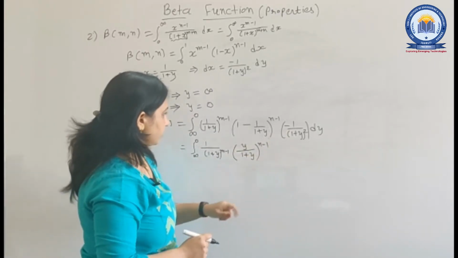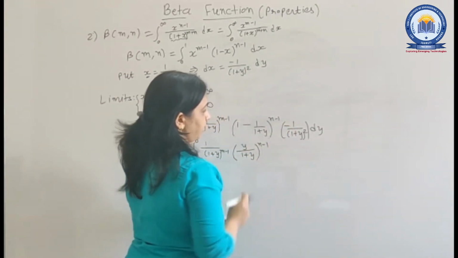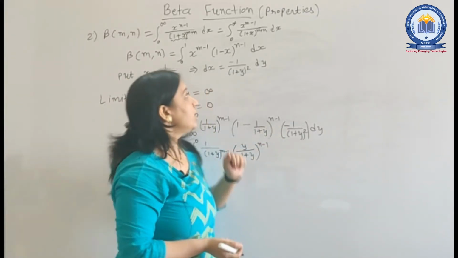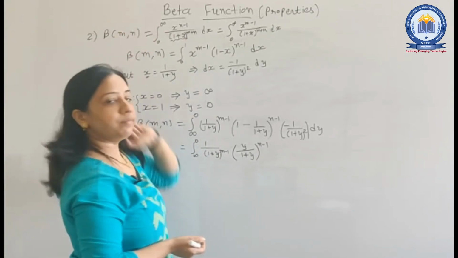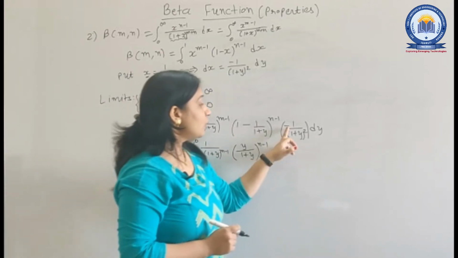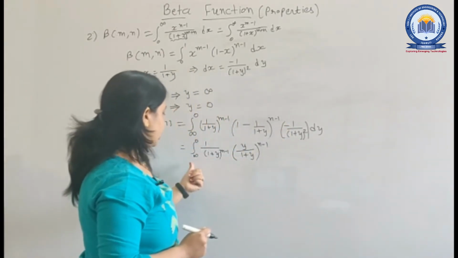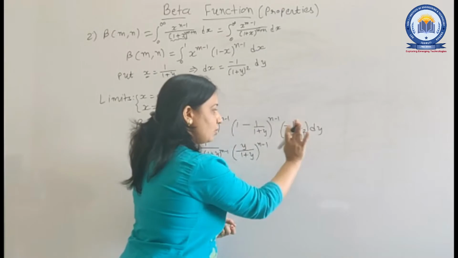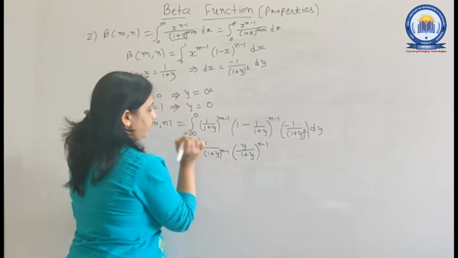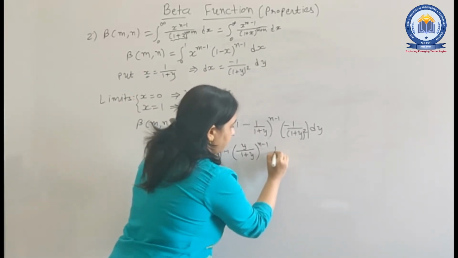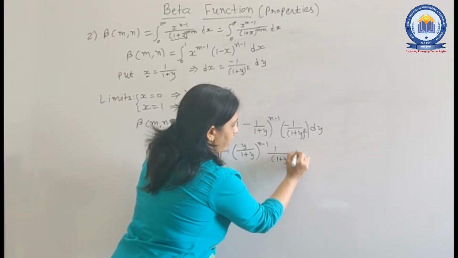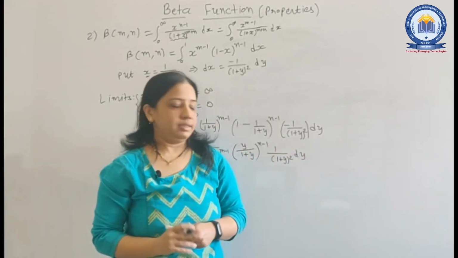Now this is a minus sign. Whenever the minus sign is there, in our equation see what we want: 0 to infinity, and here it is infinity to 0. So we can remove this minus sign and change the limit. We'll remove the sign and change it, so it will become 0 and that will become infinity. So it can be written as 1 upon (1 plus y) squared dy.